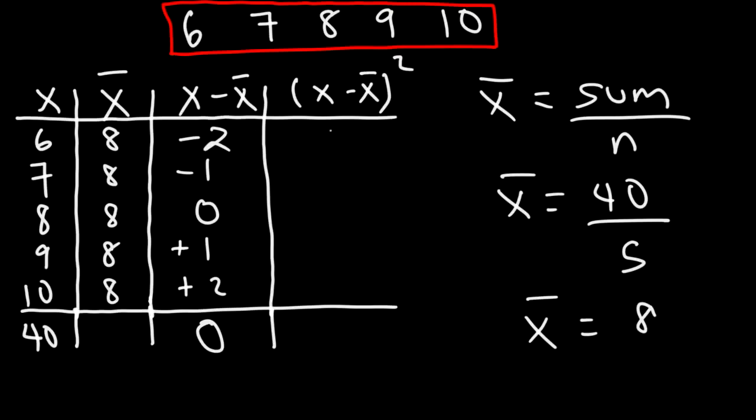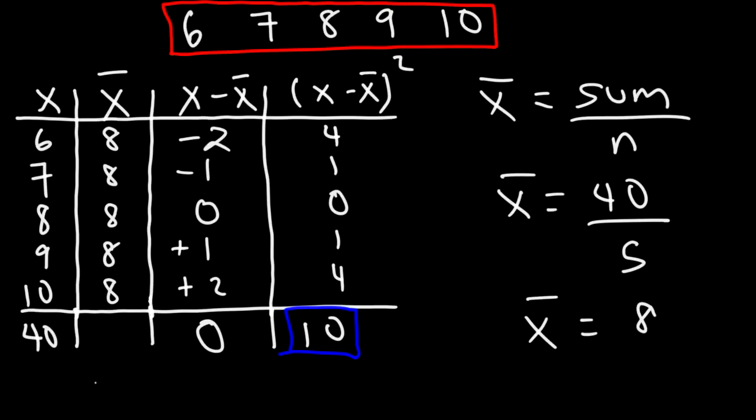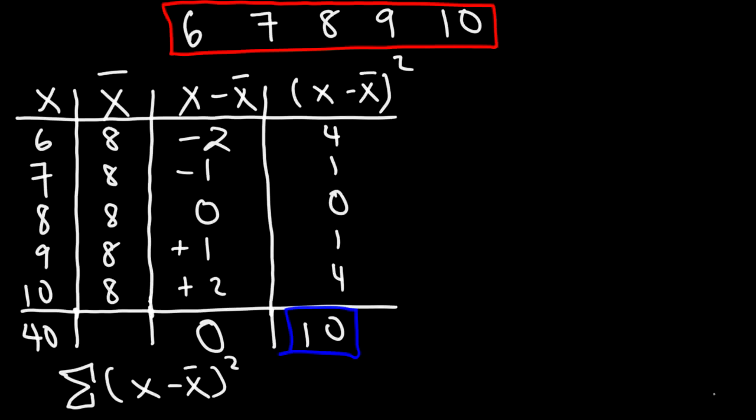Now the next thing we need to do is square the deviations. Negative 2 squared is 4. If you write it like this, this is negative 2 times negative 2. Negative 1 squared is 1. 0 squared is 0. 1 squared is 1. 2 squared is 4. Our next step is to add up these squares. 4 plus 1 plus 1 plus 4 adds up to 10. Now you need to know what this number represents. That number is basically the sum of the square of the deviations. We're going to use that to calculate the variance and the standard deviation.